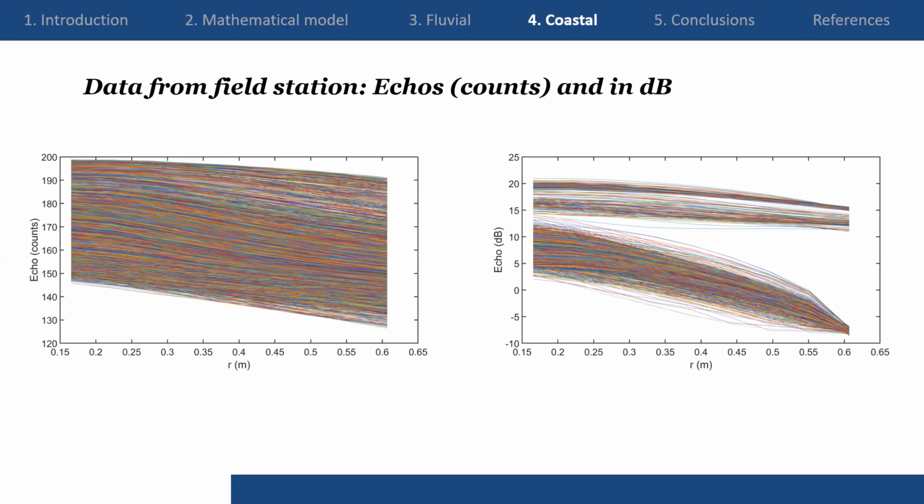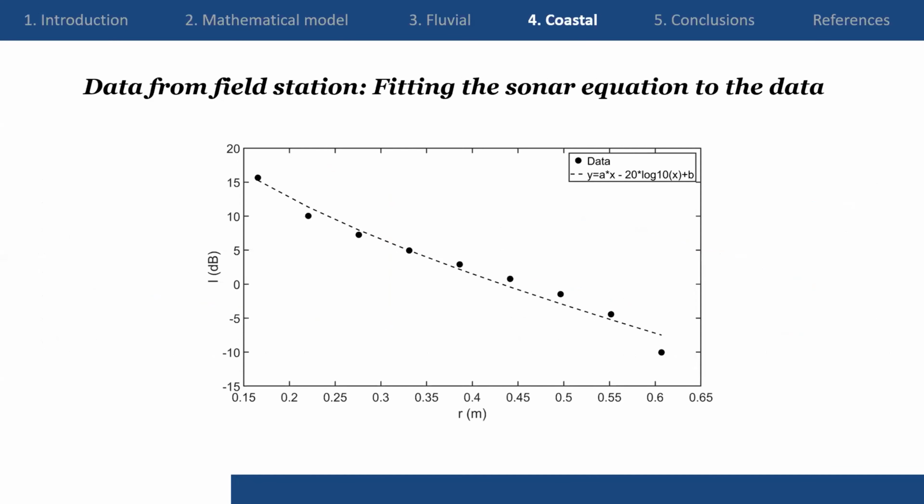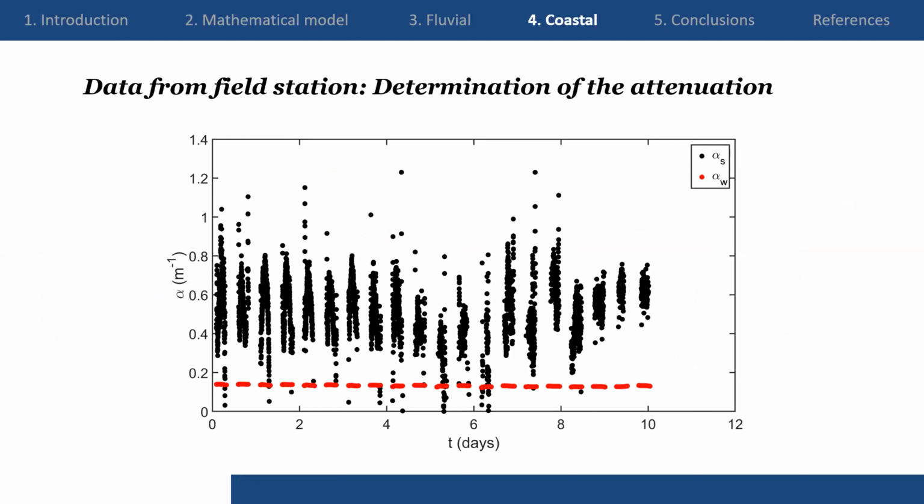We then proceed to analyze the echo profiles coming from the ADCP. We try to denoise them a bit, but this is still an ongoing process, because we find some noise sources that we need to take into account. And when we fit the data, for most of the profiles the fit is quite good. We have R-squareds of over 0.9, 0.95. And then we determine the sediment attenuation by the method shown before, which seems also very reasonable.